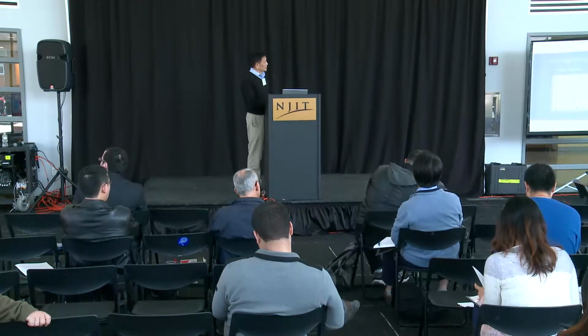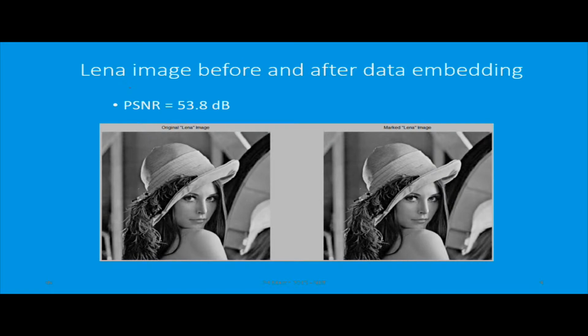So this is the digital image called the Lena image, a typical test image. For this one, we can hide an amount of data like 7,000 something. Then the PSNR, that is peak signal to noise ratio, is 53.8 dB. So that is a very high quality of reconstructed image.